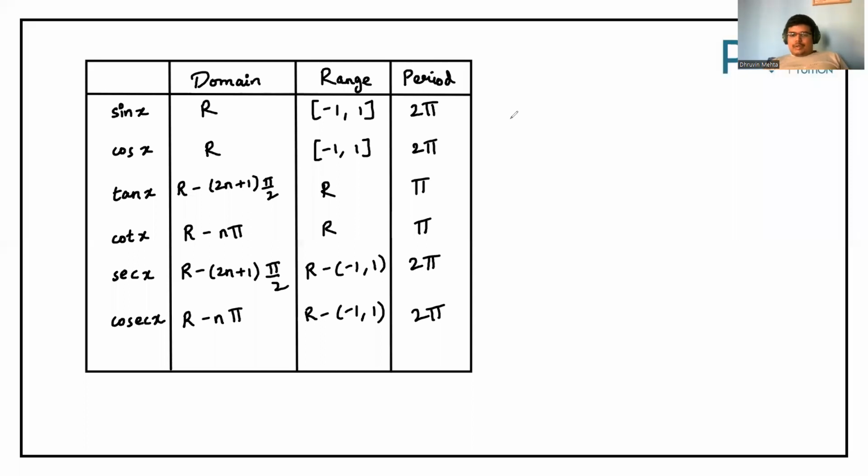See, for period, I'll share the rules, the first rule, and I'll explain you this with an example. If we have to find the period of, let's say, the function sine of 2x, see, we know the period of sine x is 2 pi. So let's see what happens when we take sine 2x.